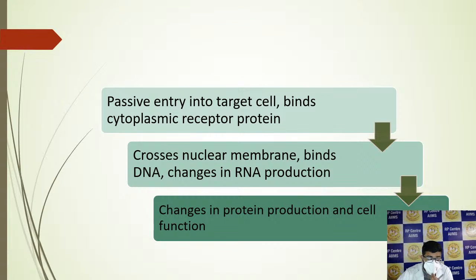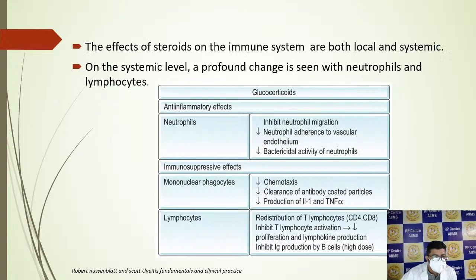So this is a flowchart. Basically, steroid compounds enter the target cell by passive entry and they bind to a cytoplasmic receptor protein. Now the steroid and the cytoplasmic receptor protein migrate to the nucleus and cross the nuclear membrane, where they bind to the DNA and cause changes in the mRNA transcription, which affects the protein production as well as the cell function. So the steroids act at both local and systemic level. On the systemic level, the effect is predominantly seen on the neutrophils and the lymphocytes. This is a table showing the anti-inflammatory and the immunosuppressive effect of steroids on the neutrophil, mononuclear phagocytes as well as the lymphocytes.